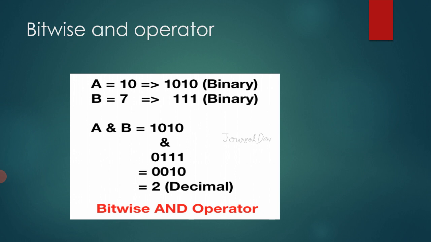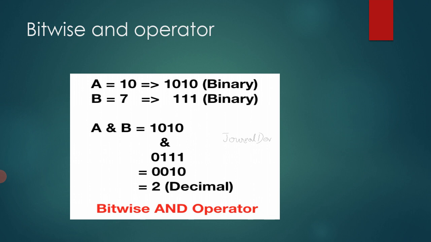So how do we generate the result? Start from the right hand side, compare the bits and generate the answer. Start from the rightmost bit. The rightmost bit is 0 and 1. According to the first value 1010, the rightmost bit is 0, and according to the second operand, that is 7, the rightmost bit is 1. 0 and 1 will generate the output 0, because when we perform the AND operation you will get 1 only if both the inputs are 1. In this case only one of the inputs is 1, so we get the answer 0.